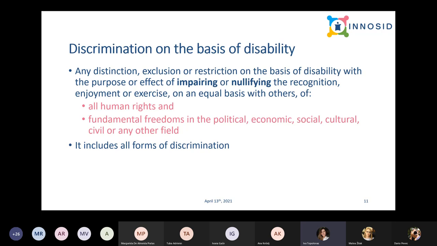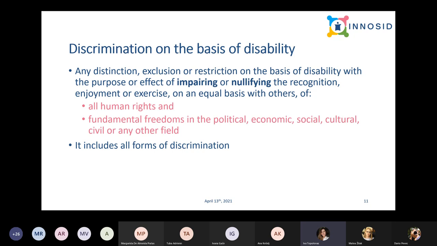There are four main forms of discrimination. Those are direct discrimination, indirect discrimination, harassment, and denial of reasonable accommodation. Out of those four, I think three of them are pretty self-explanatory. For example, direct discrimination is discrimination based on the disability of the person. Indirect discrimination is an apparently neutral criterion or practice that puts a person having a disability at a disadvantage compared to others. And harassment involves unwanted conduct and creating an intimidating, hostile, degrading, or offensive environment.